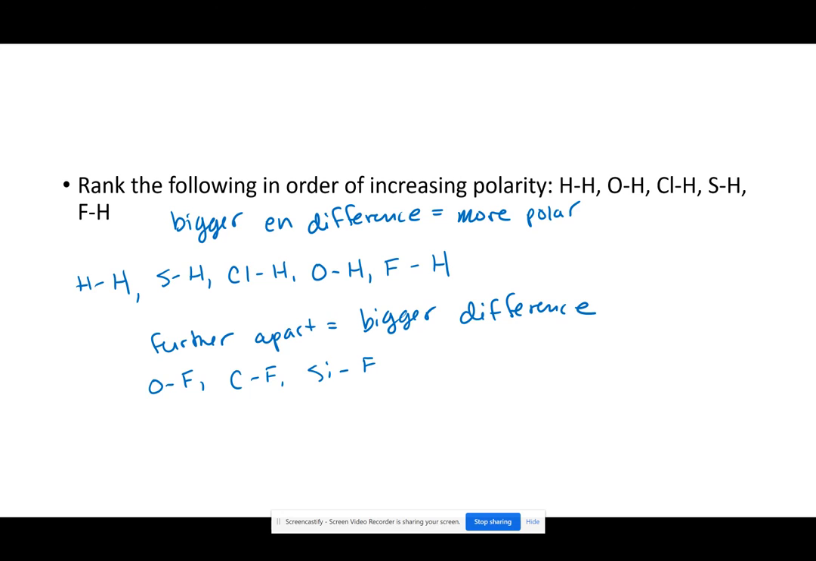So the oxygen-fluorine bond would be the least polar because even though those both have very high electronegativities, they're very close to one another. Their electronegativities are very close because they're right next to each other on the periodic table. So there's not going to be a huge difference there, so it would not be a super strong polar bond. The carbon and fluorine are a little bit further apart, so that would be a little bit stronger. And then the silicon and fluorine are the farthest apart, and so that would be the strongest, the most polar bond there.